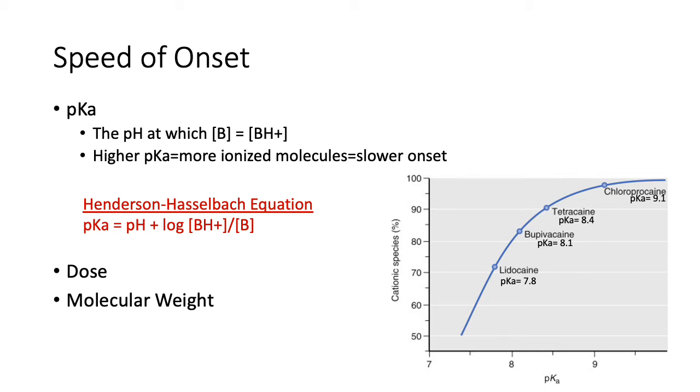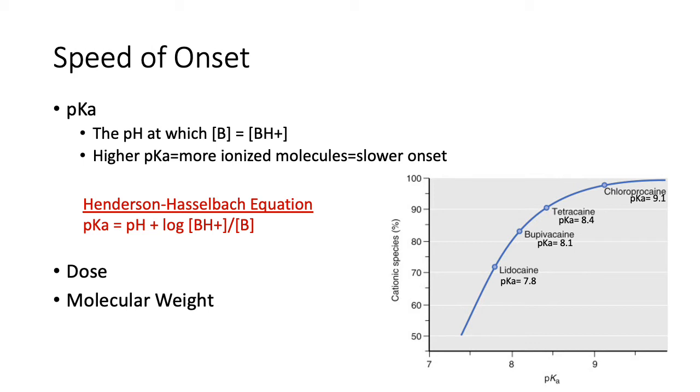of 8.1. Now, from what we've been discussing, it would seem that chloroprocaine, which you can see from the graph has a pKa of 9.1, would have a slower onset time than bupivacaine or lidocaine, but this is not observed clinically. And the reason for this is the dose.